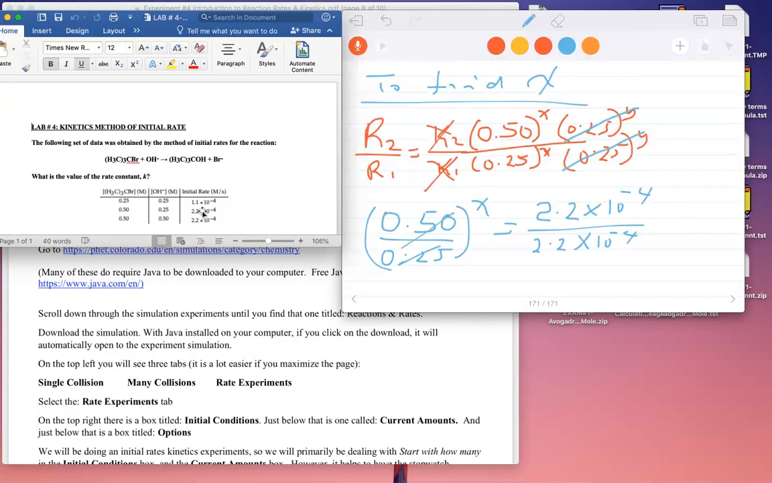The concentrations will cancel, and we remain with 2 raised to X equals, this is rate 1, which is 1.1 times 10 raised to negative 4. So this will cancel, like in your calculator, you end up with 2. You can figure out that the value for X is 1 by just inspection. By just looking at that, it's easy, it's 1.